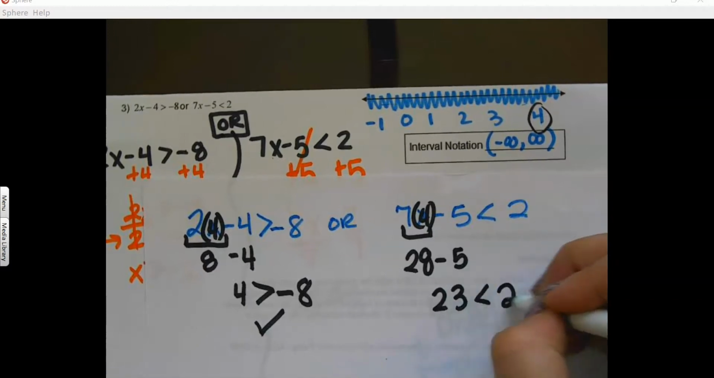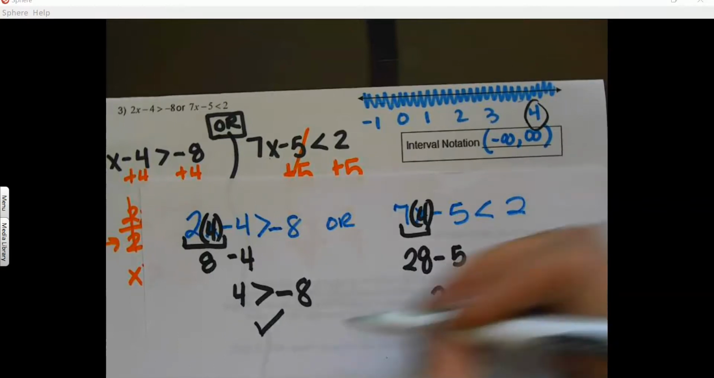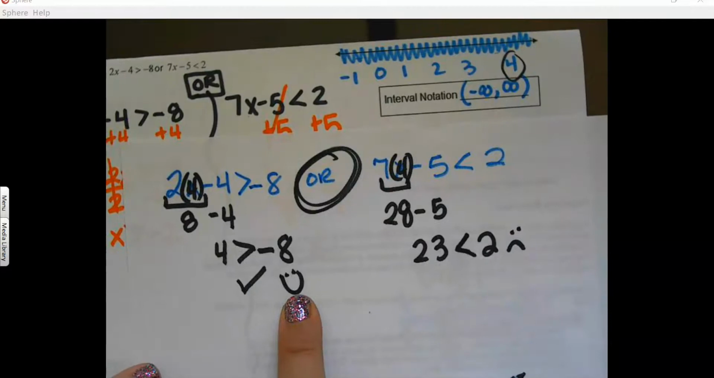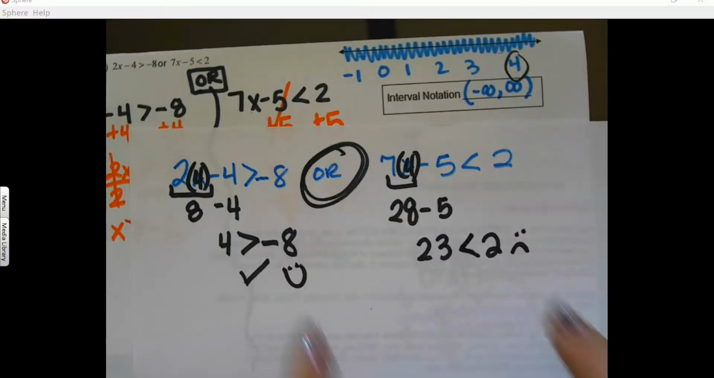And it doesn't work. 23 is not less than 2. But the word or just means it has to work for one of them. If it has the word and, it has to work for both. That's the difference between or and.